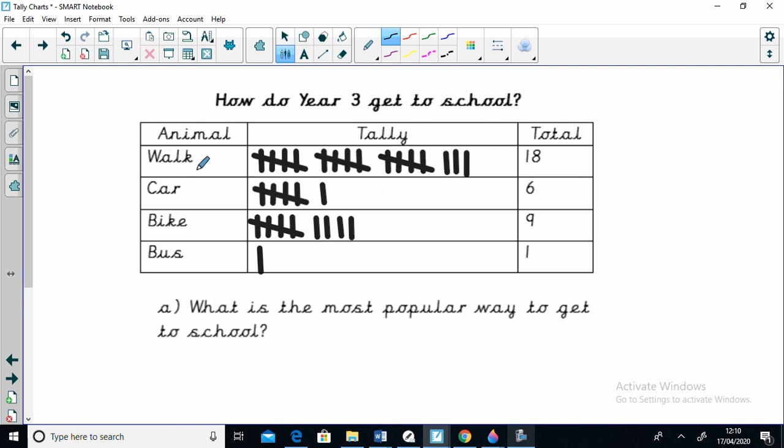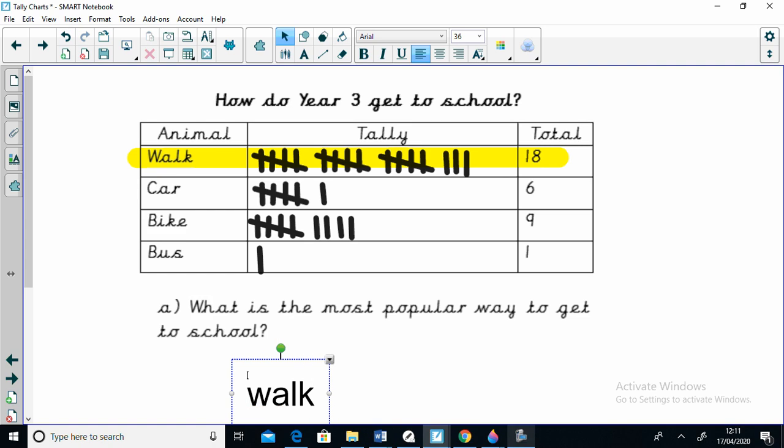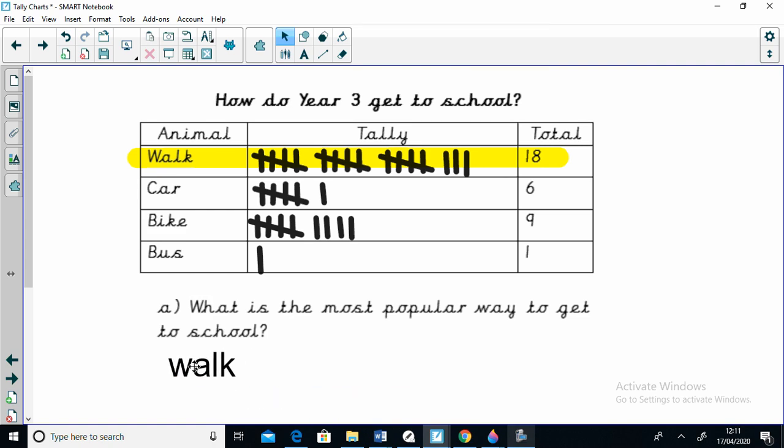Now, if I look through the data here, I can clearly see that the way of getting to school which has the most tallies and has the highest total is walking. So I can clearly say that that is the most popular way of getting to school. So I can just write down here, what is the most popular way of getting to school? I can say it is to walk. Okay. Let's move on to the next question.